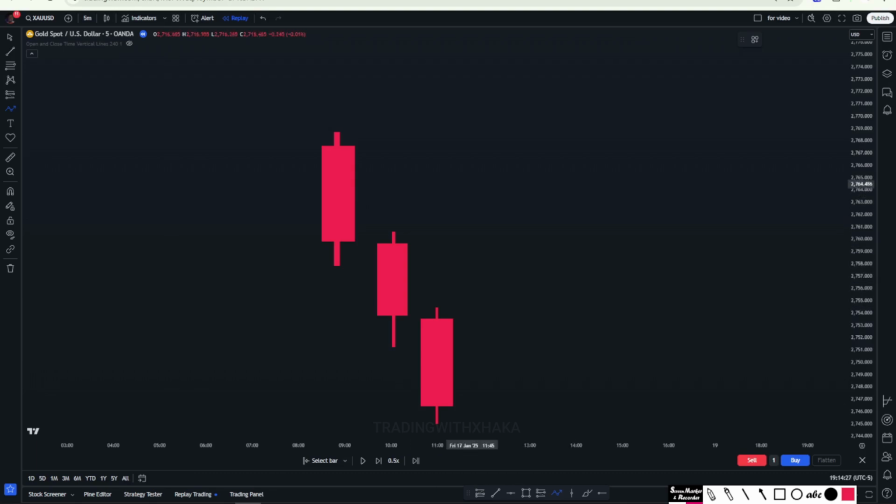That breakout will be in 5 minutes or 1 minute, but I prefer to use 5 minutes to avoid a lot of noise. So this is how the breakout works. This candle closes here and the other one opens here, and this little wick is just a drive inside this zone to show you that I'm going to continue moving down.